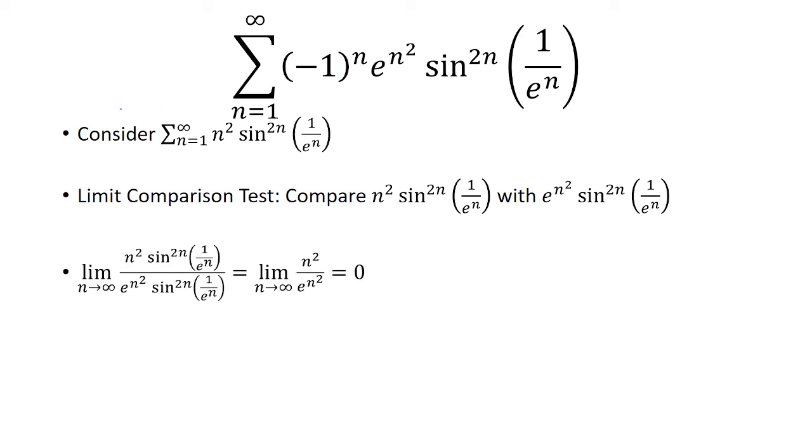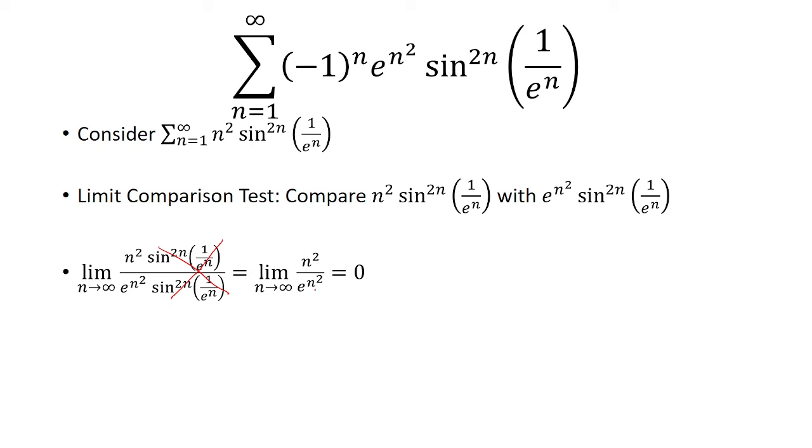So now we're going to take the limit of these two series, or sequences rather, and then we're just going to divide it. So the top is the sequence that we're interested in for the new series, and the bottom is from the previous problem. And notice that they both have sine to the 2n power of 1 over e to the n. Those are going to cancel, and so I'm left with the limit as n approaches infinity of n squared over e to the n squared.